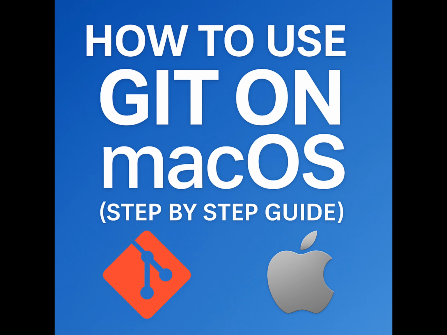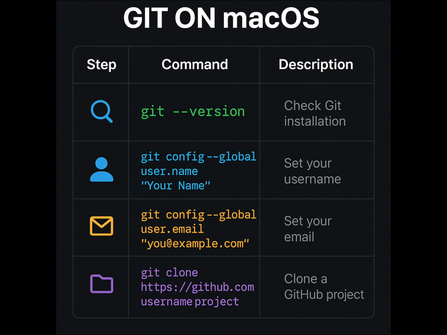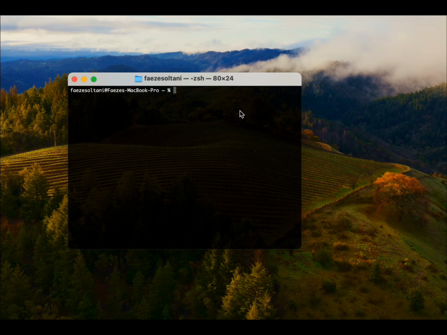Let's go. In this table, I put the commands we are gonna use in this video. First, let's check if Git is installed. Open your terminal and type git --version. If you see a version number, Git is already installed on your Mac. And if it is not installed, you can use this command: brew install git.